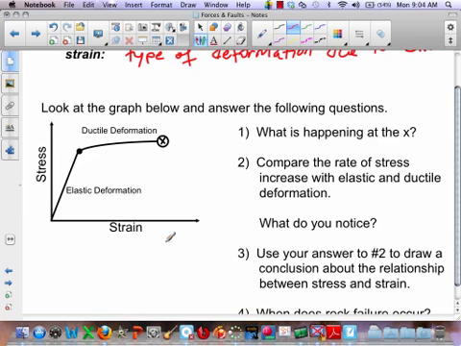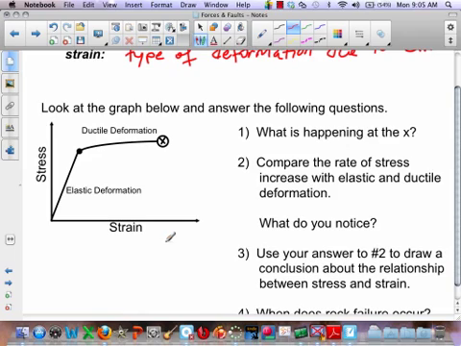We have the stress increasing. So as we increase our stress, we increase our strain. And we have two types of deformation. We have elastic and ductile. What does elastic mean? Stretches. And then what happens when you let go of that stress? It goes back. Goes back to normal. Okay. What about ductile? It stretches and it stays that way.